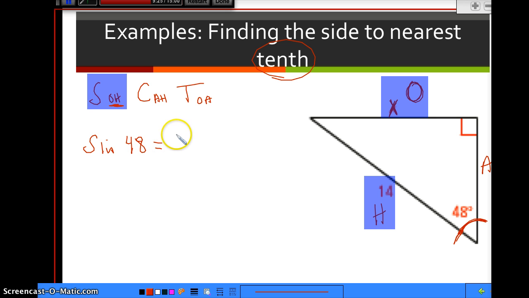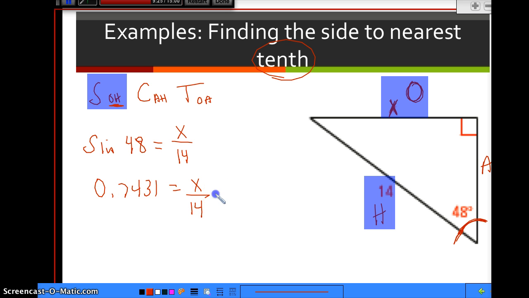is equal to the opposite, which was x. Remember, opposite over hypotenuse. So it's x over 14. Now, take your calculator because you've got to figure out what the sine of 48 is. So put in sine of 48, round it off to the fourth place value for now. 0.7431 is equal to x over 14.